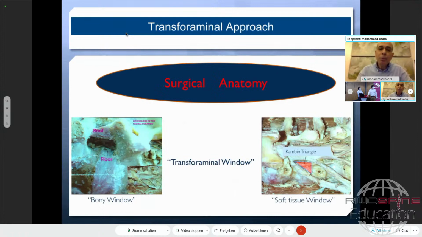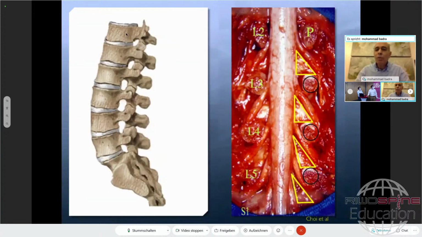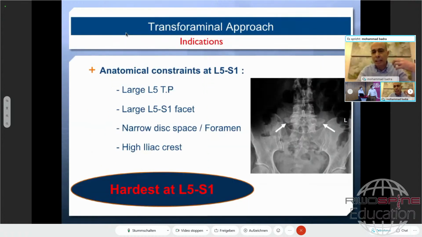For the transforaminal approach, the surgical anatomy depends not only on the bony anatomy, which is the size of the foramen, which has many structures like the exiting nerve root and many vessels that you have to take into consideration, but it also depends on the soft tissue window, which is the Kambin triangle, as you know. You have to understand very well the anatomy, not only of the foramen, but also the shape and anatomy of the Kambin triangle before you put your needle in, in order to avoid any complications. So all these anatomical landmarks you have to understand before you decide whether to go interlaminar or transforaminal.